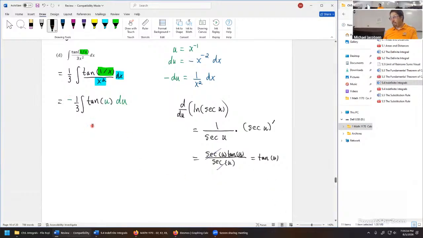We want to say differentiate something and get tangent u out. Differentiating the natural log of secant u, that actually works. That does the job. And we can extend this even further. Turns out the formula doesn't change if you slap it with absolute values at the same exact time.